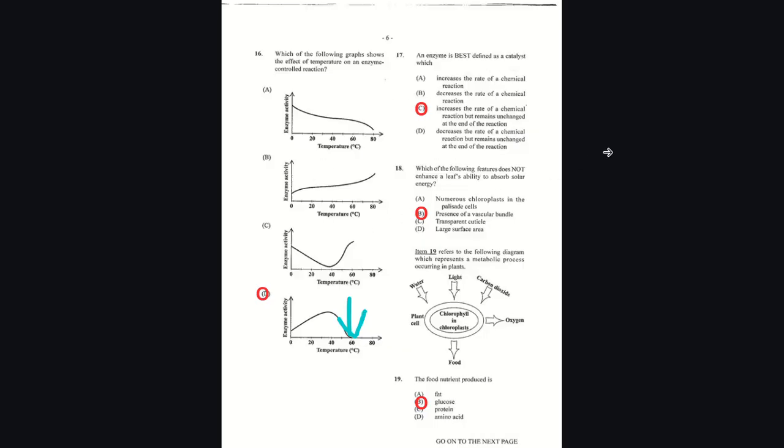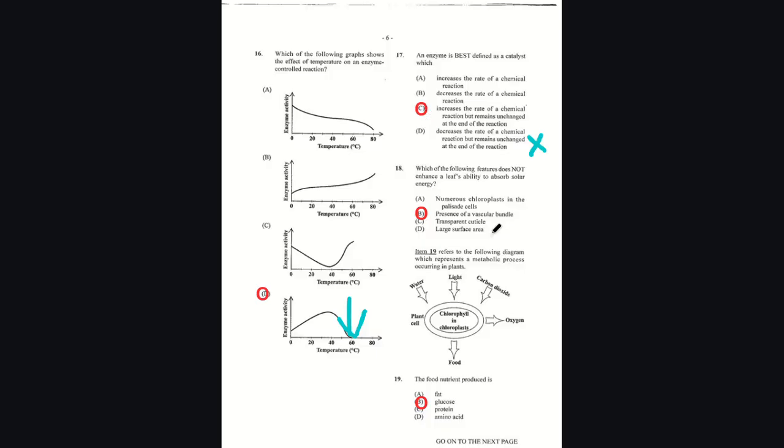Alright, number 17. An enzyme is best defined as a catalyst which A increases the rate of a chemical reaction, B increases the rate of a chemical reaction, C increases the rate of a chemical reaction but remains unchanged at the end of the reaction. And then D decreases the rate of a chemical reaction but remains unchanged at the end of the reaction. This is completely wrong. So it increases the rate of a chemical reaction but remains unchanged at the end. So the answer would be C.